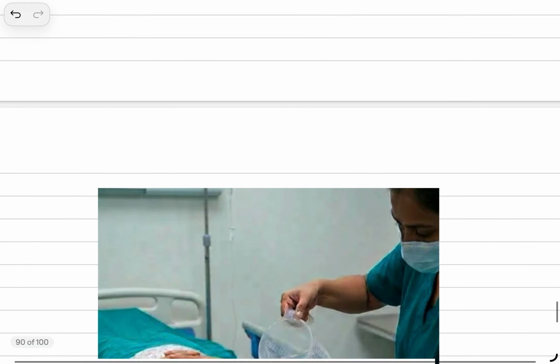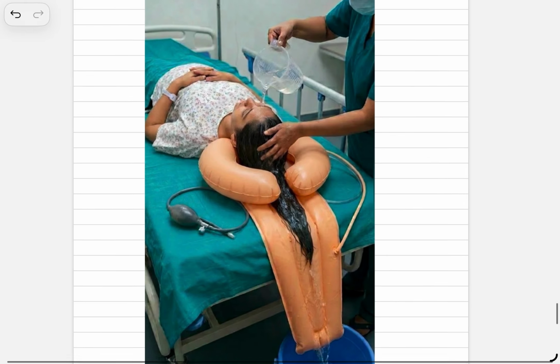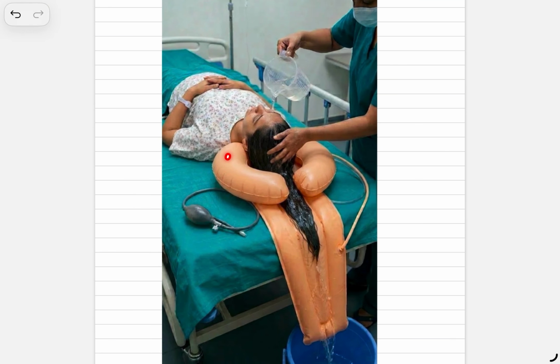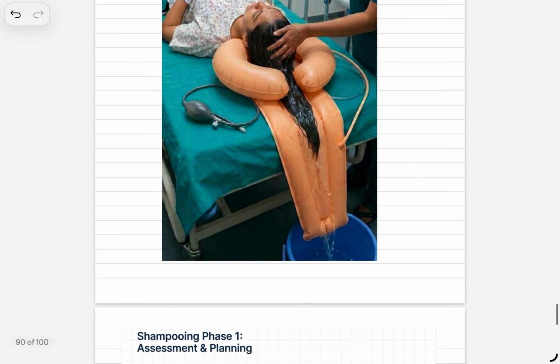Okay, so how will the Kelly's pad be? Can you see this? This is the Kelly's pad. Are you understanding? They will apply that balloon, the C shape will be there, no? That balloon will be under the neck, and the C shape will let the hair continue downward to drain the water into the bucket. Are you understanding? Can you see this one?